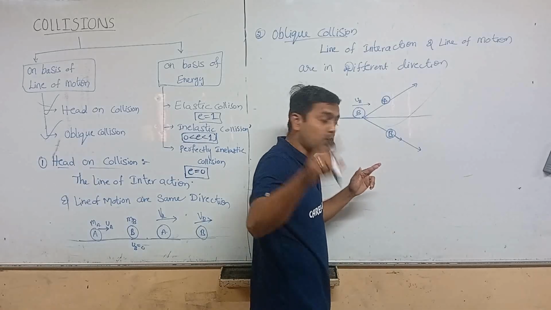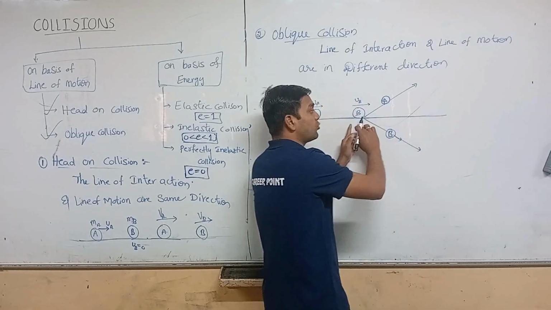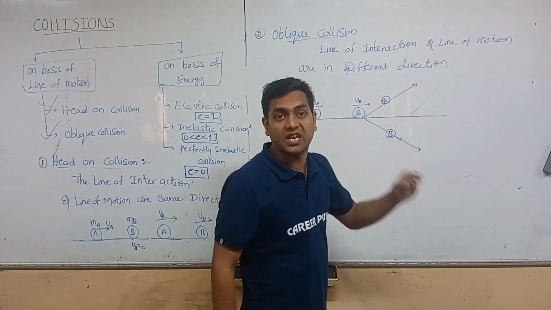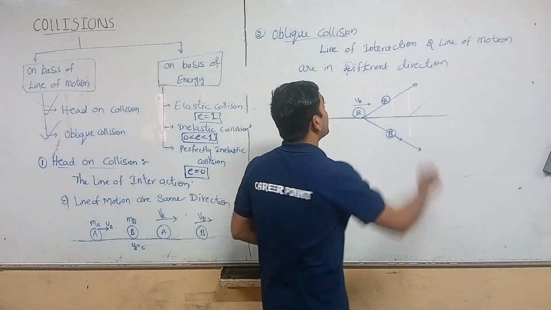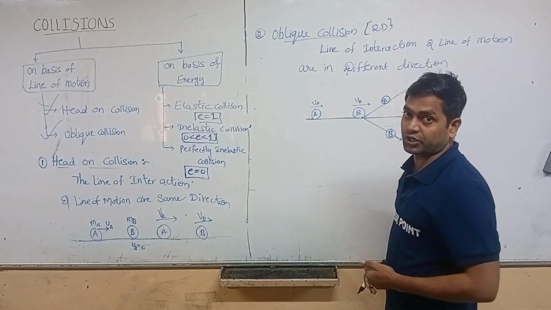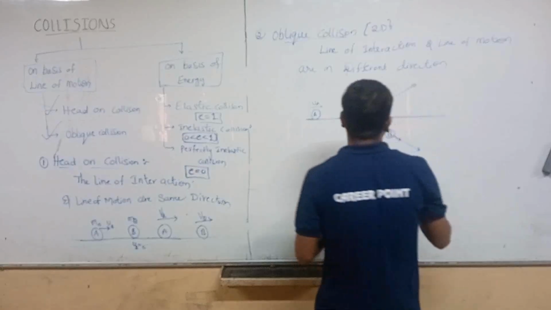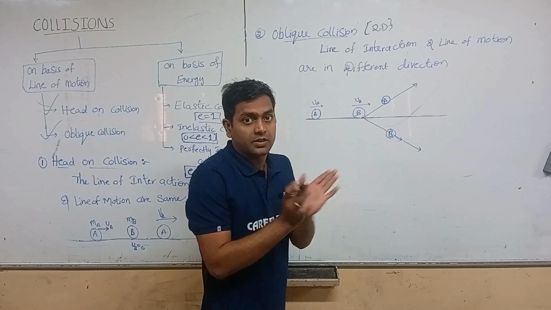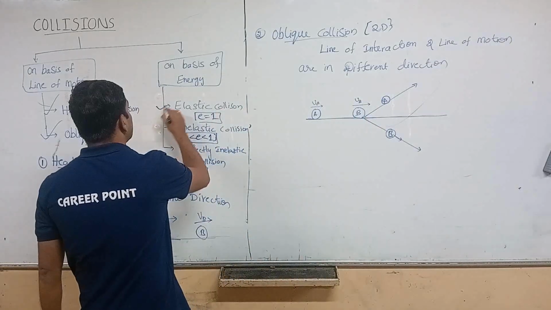If the line of motion remained the same, the objects would move along the same direction. But here the objects have changed their direction, so we call this an oblique collision. We can also call this a two-dimensional collision. If we have more objects, they will move in many different directions. Now coming to elastic collision.